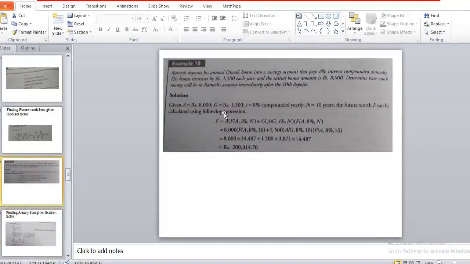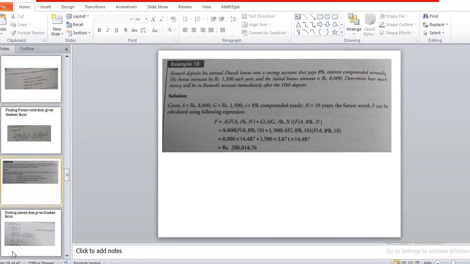So this is one numerical given. In this numerical, Ramesh deposited his annual Diwali bonus into a savings account that pays 8% interest compounded annually. His bonus increases by rupees 1500 each year, and the initial bonus amount is rupees 8000. Determine how much money Ramesh will have. In this example, the future value is calculated by the summation of these two terms.